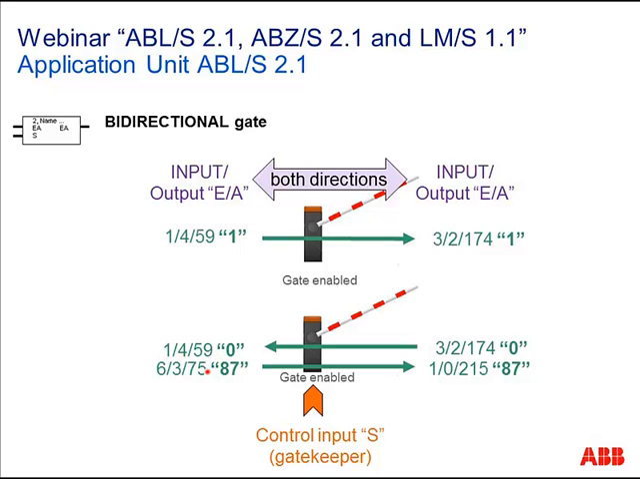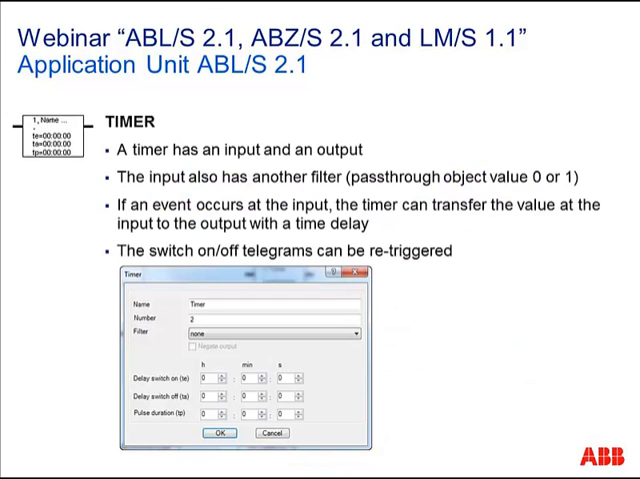It can be a 1-bit, also a 1-byte. For example, here on the left side we have this group address with the value 87. It is sent into the gate and leaves the gate on the right side with this group address and the same value. So you can see it works nearly like two unidirectional gates, like anti-parallel. That's the principle of these bidirectional gates.